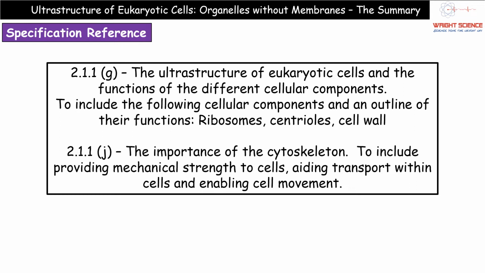First of all, having a look at the ultrastructure of those eukaryotic cells and the functions of the cellular components, with a focus on our ribosome, centriole and the cell wall. And also the importance of the cytoskeleton, so looking at how it provides mechanical strength, aids the transport and enables cell movement.